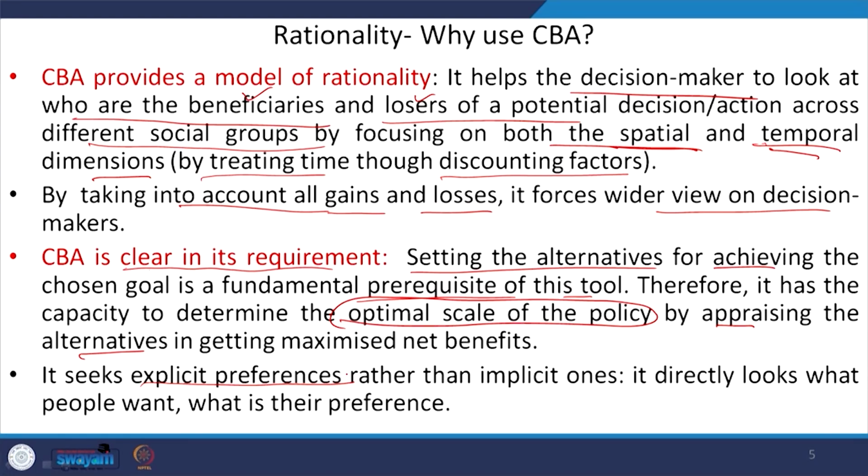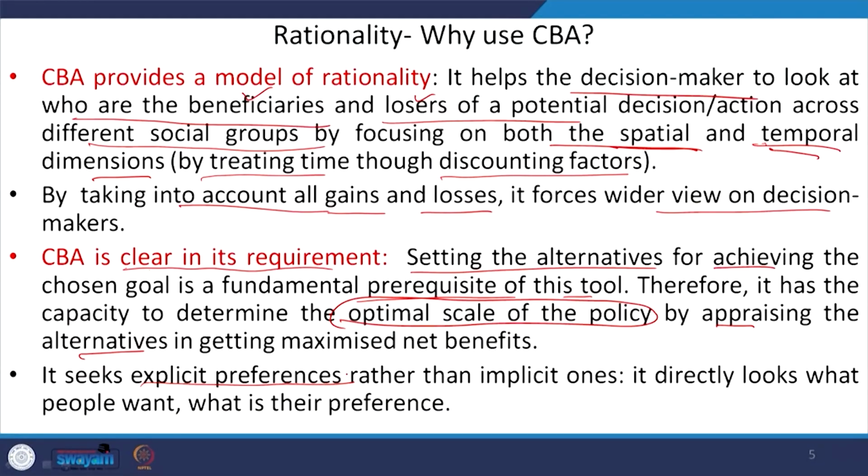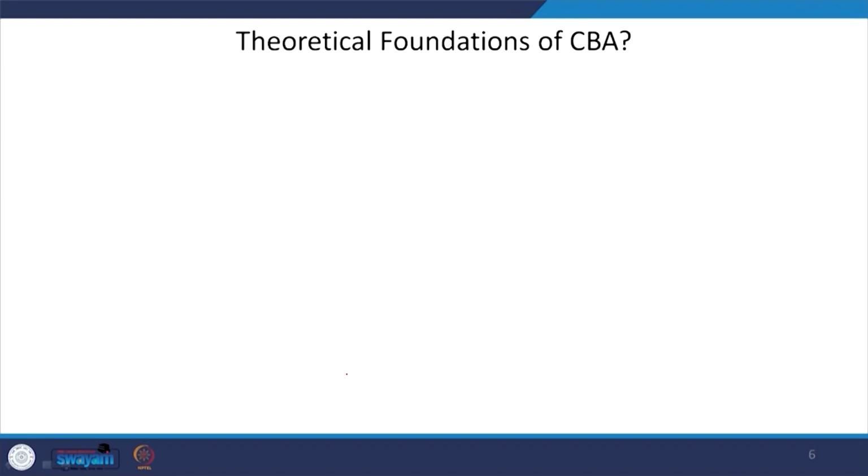Because it directly looks at what people wish to get, and what people wish to get is dependent on their preferences. And when the preferences are taken into account, obviously this technique or this tool is focusing on the explicit preferences the consumers need for a particular policy or program. So, because of these three reasons, CBA has huge applications in almost all the public policy appraisal programs or projects.